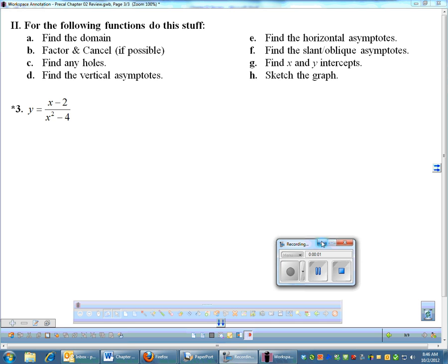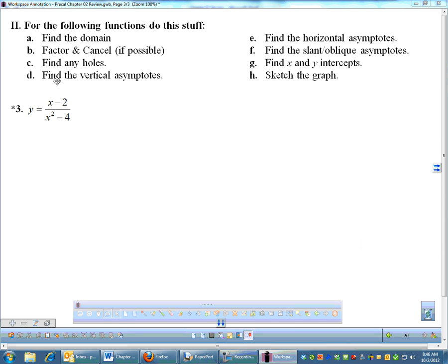Okay, this is part 2 of the Chapter 2 review. We have 2 rational functions. You have to find all of this stuff, starting with domain.